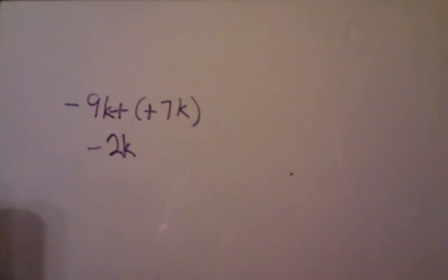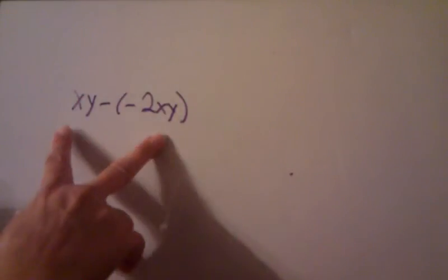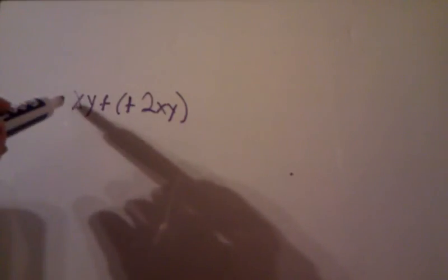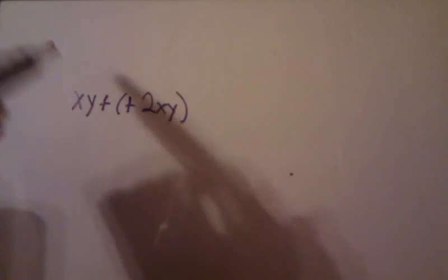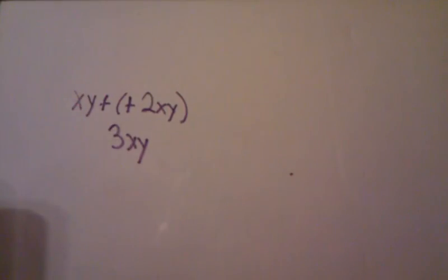Okay. Try number 5. Try number 5 and then compare it with mine. Okay, these are like terms. Two negatives beside each other. I change them to plus. Okay, so 1 plus 2 is 3, xy. Did you get that right? I hope so.